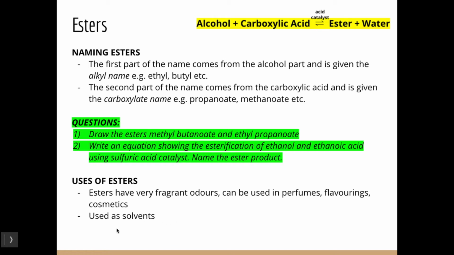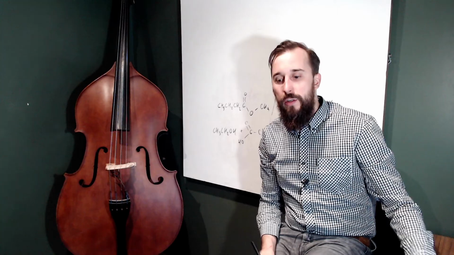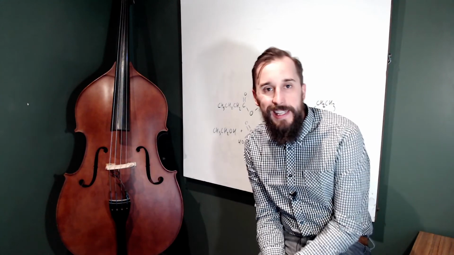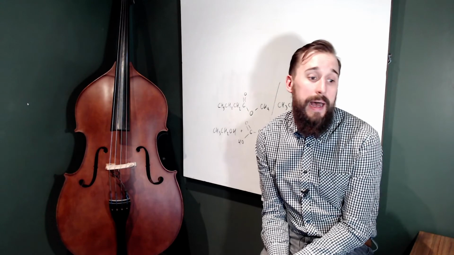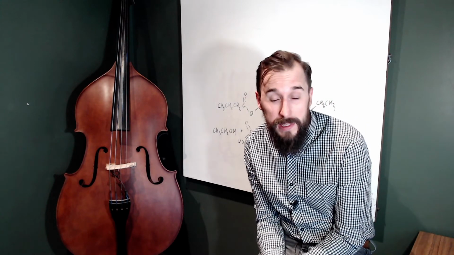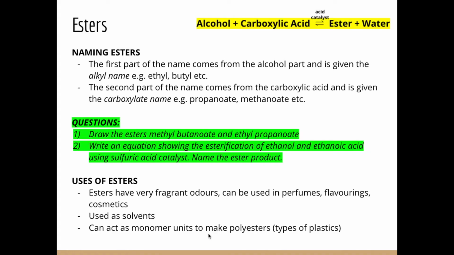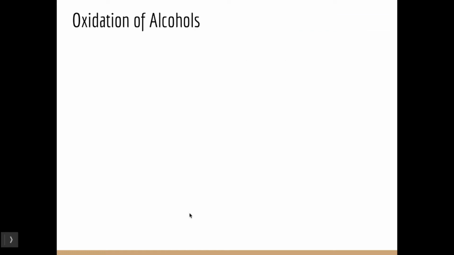They can also be used as solvents. They can act as monomer units to make polyesters. We've talked about polymerization with our polyalkenes. We can have polyesters. I'm sure you might have heard that word before. It's a type of plastic, more or less. Very useful compounds, and they're found all over as biomolecules in biochemical systems.